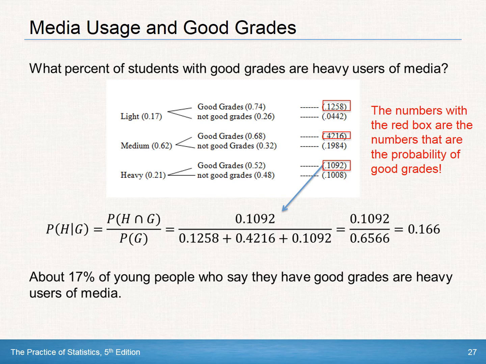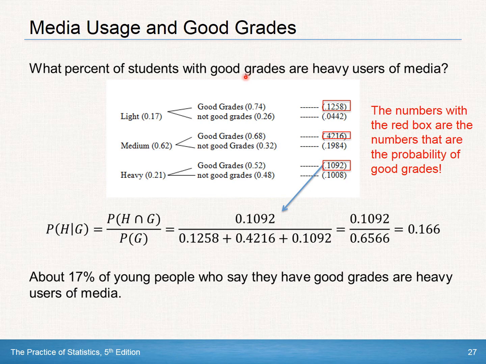Okay, so let's take a look at the second question. What percent of students with good grades are heavy users of media? All right, so now this question is a little bit different. What percent of students with good grades are heavy media users? Now notice this says with good grades. So we already know that they have good grades. So since we already know that they have good grades, that's our given.